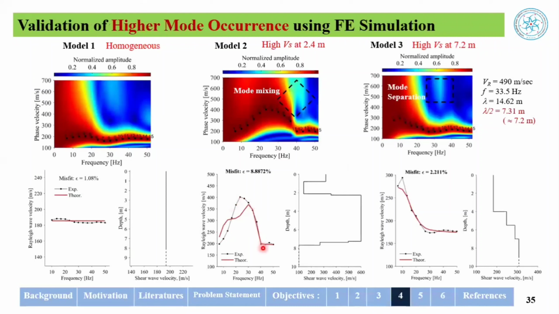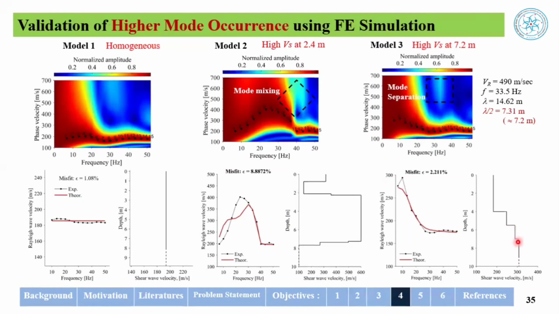We have inverted the fundamental mode for both the cases. In the case of the mode mixing phenomenon, we cannot clearly identify the phase velocity and frequency corresponding to the higher mode, but we observed that this higher mode is showing the depth at which the high VS layer is placed. In the mode separation phenomenon, we have estimated lambda by 2 corresponding to the higher mode, which gives a much better approximation of the depth of the high VS layer.